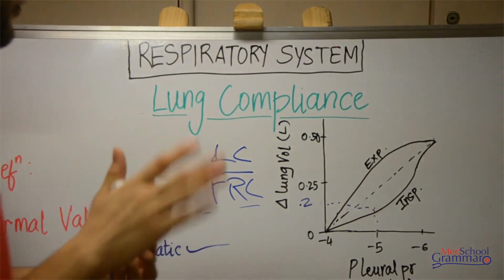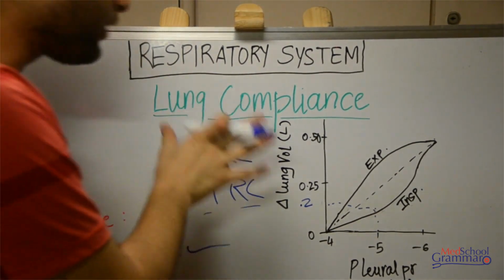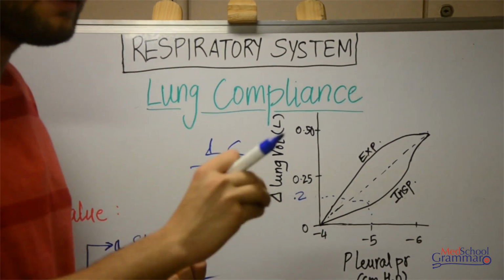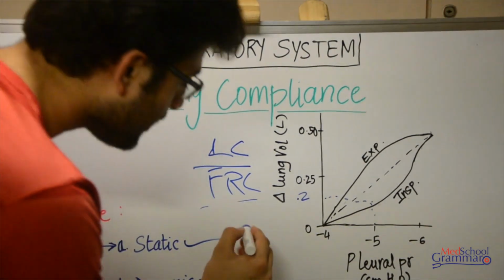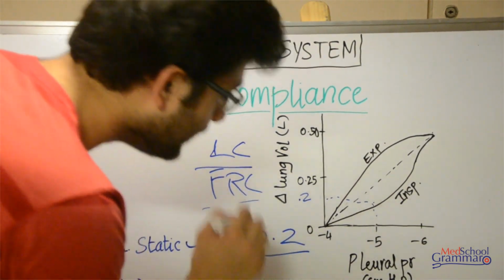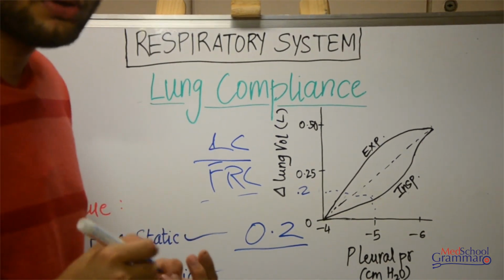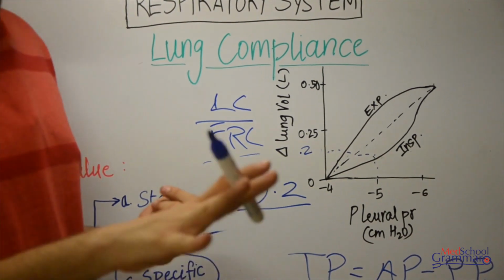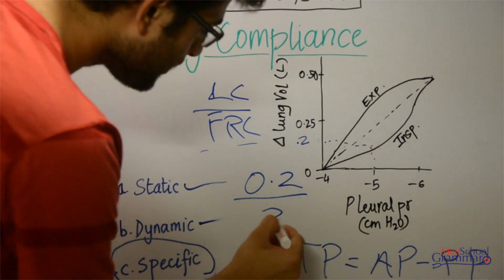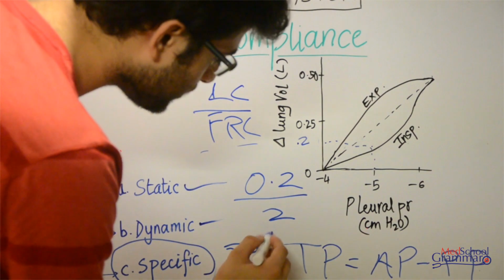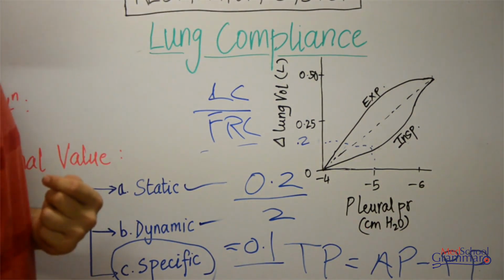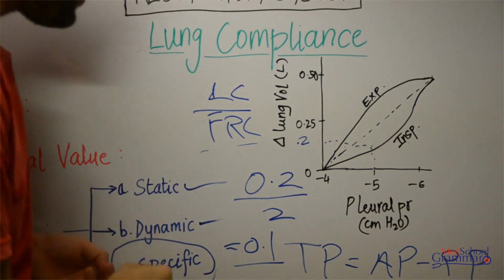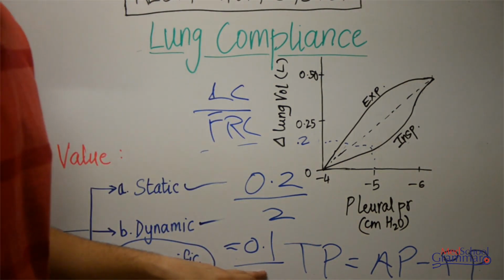Okay, so just to give you an example, to calculate what is the normal value of specific lung compliance, as I earlier said, the normal value of lung compliance for a healthy adult in both the lungs is 0.2 liters per centimeter H2O, and FRC for an adult is approximately 2 liters. Okay, that gives us a value of 0.1. That means the normal specific lung compliance is 0.1, and this 0.1 is universal.